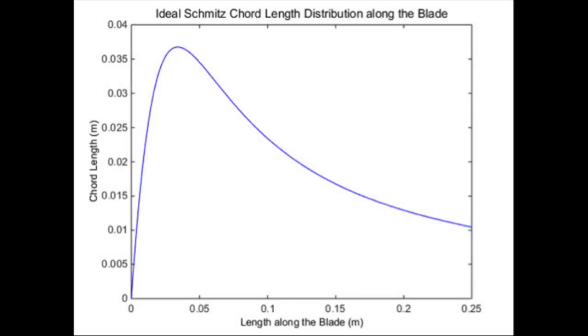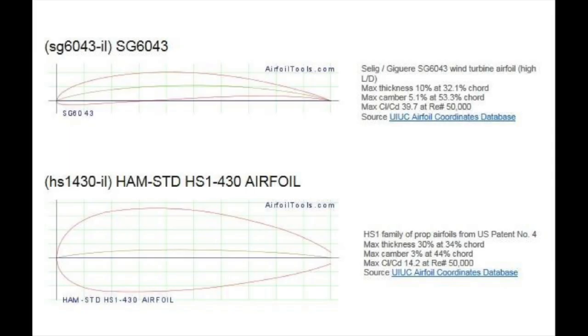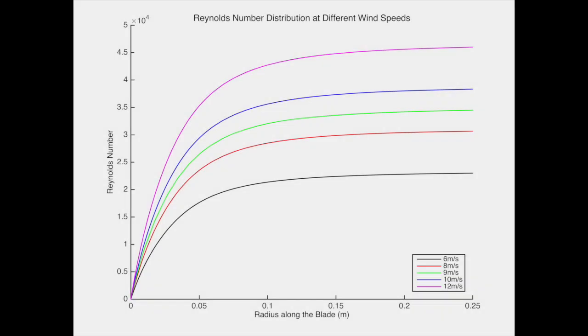selected to be 4. Using this together with Schmitz's optimizations, the chord lengths and twist angles of each blade element were calculated. The magnitudes of the forces acting on the blades were subsequently determined, and we could then proceed with the choice of airfoils. The airfoils were shortlisted from Airfoil Tools, basing the selection process on lift-to-drag ratios, large enough thickness to withstand the stresses, and operability in the estimated range of Reynolds numbers for various wind speeds.